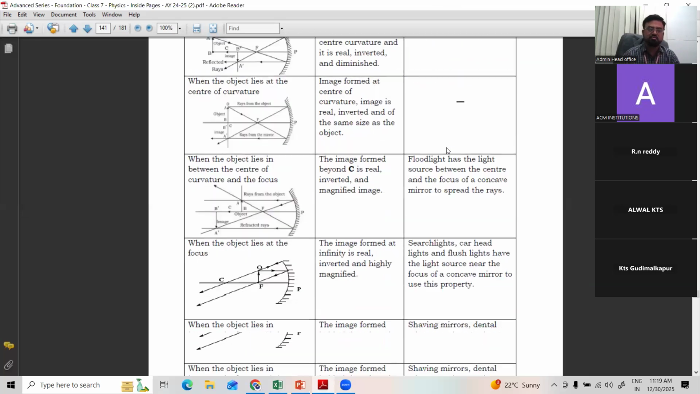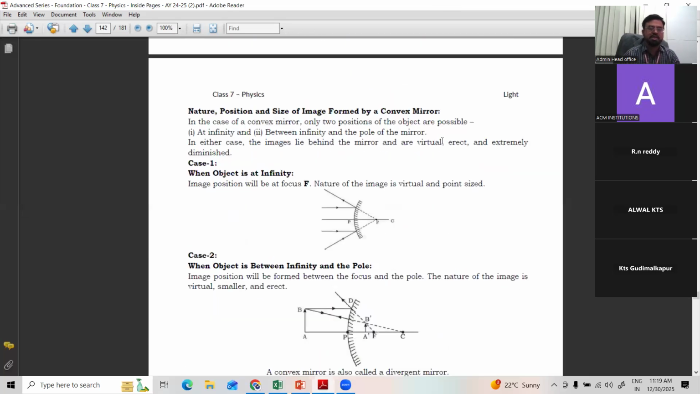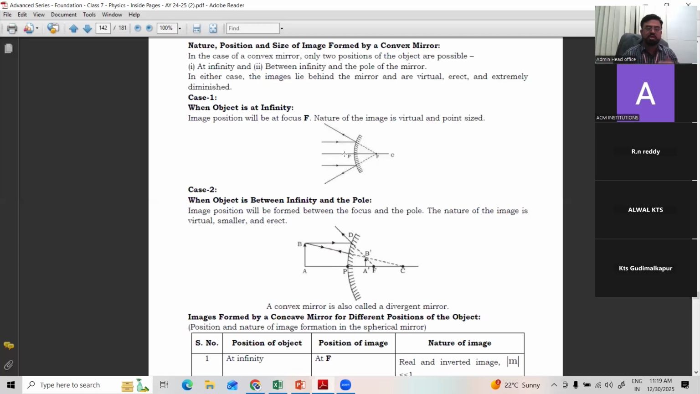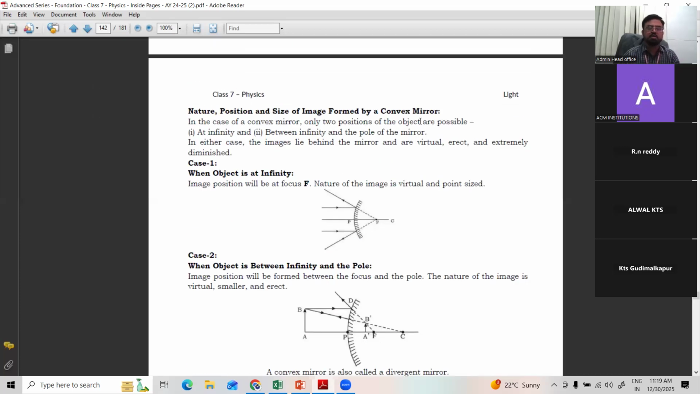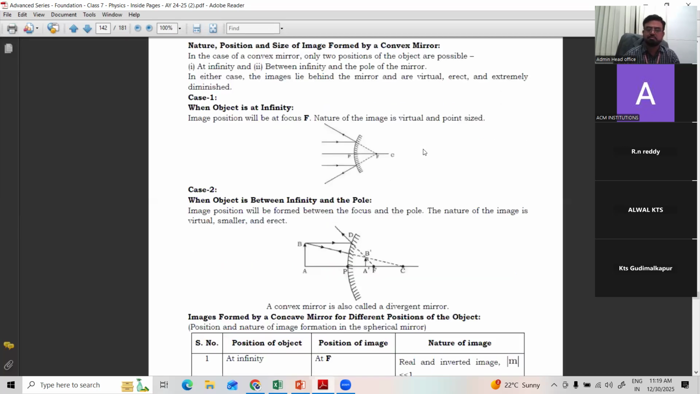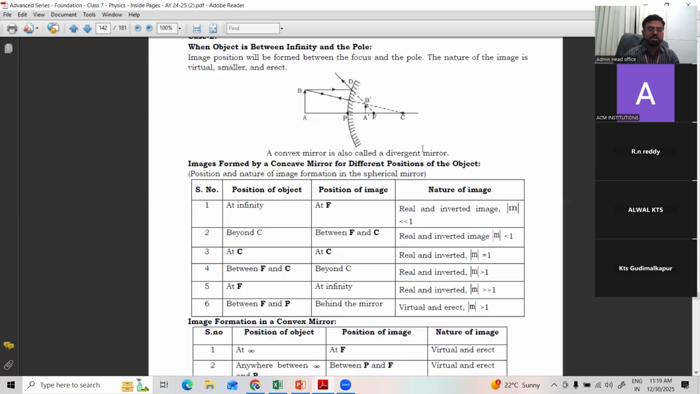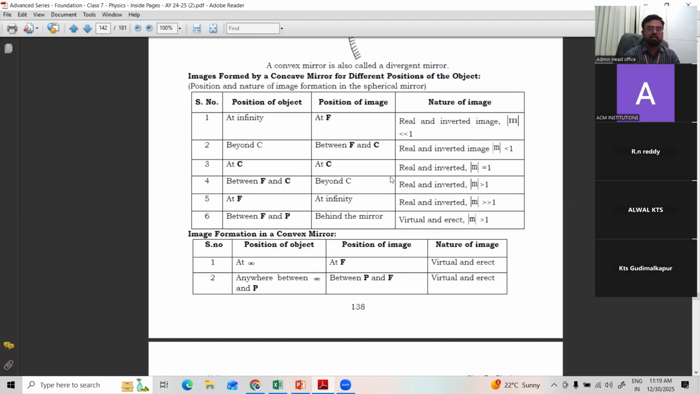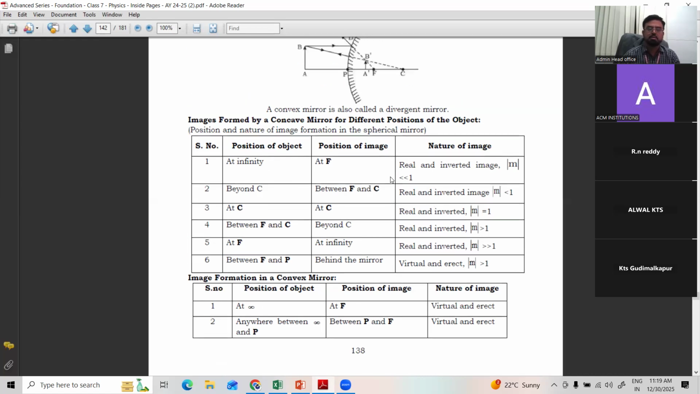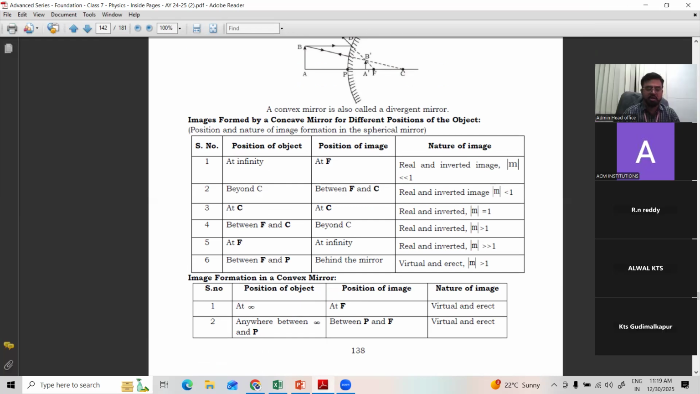Clear? The same happens in the case of the convex mirror also. Maybe one case only. There are only two cases in the case of the convex mirror. So the position and explanation are given here separately, very important. By seeing that, you can easily understand. This table completely clarifies the total explanation of the image formed, right?